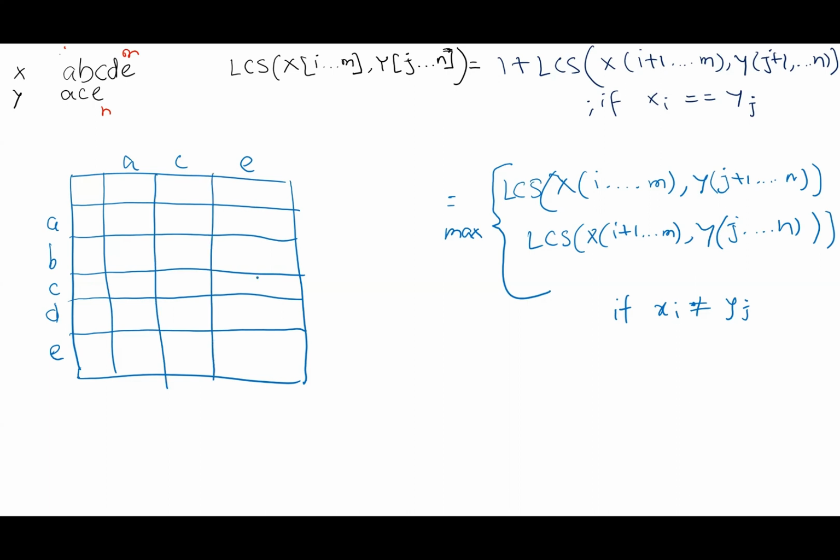Okay, so each of these cells will represent, take any cell, say this cell is going to represent the LCS value of, you see, this is E and this is C, right? So it will represent the LCS value between ABC and ACE. Okay. So that means to get the LCS value of A, B, C, D, E, and ACE, I need my final value here. That is my target.